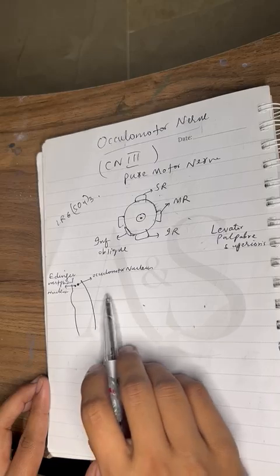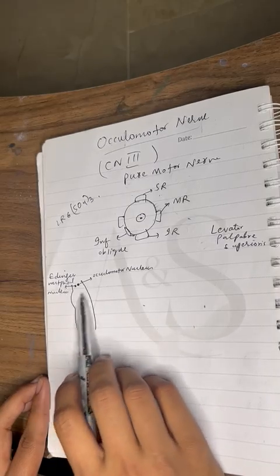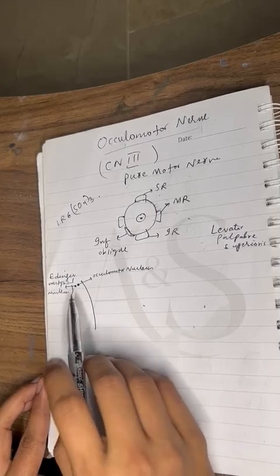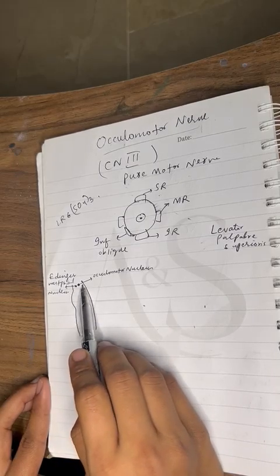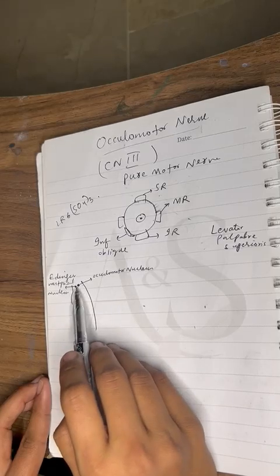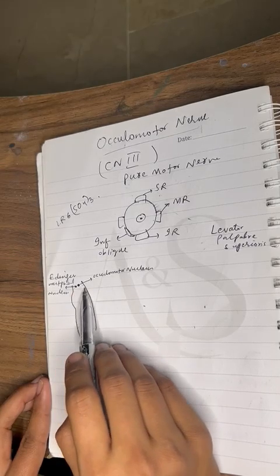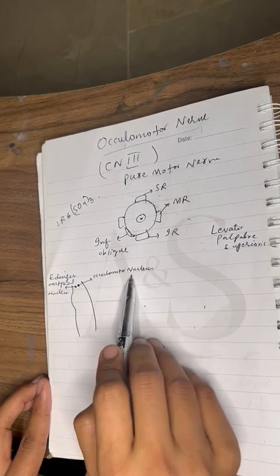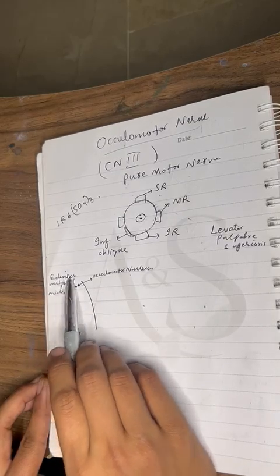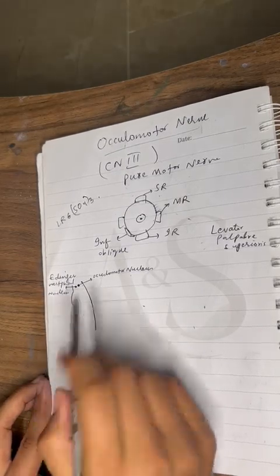So what is the pathway of the third nerve? The nucleus of the third nerve is present in the midbrain, right? This is a rough diagram in which the upper part of the brainstem is the midbrain, the middle part is the pons and the lower part is the medulla. There are 2 nuclei of the oculomotor nerve in the midbrain. One is the main motor oculomotor nucleus and the other is the parasympathetic nucleus, which is called the Edinger-Westphal nucleus.